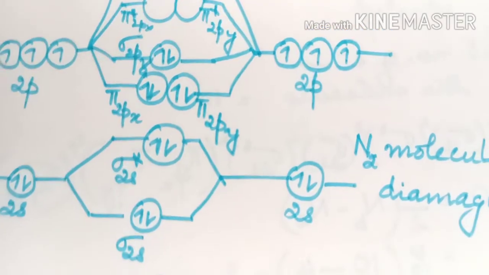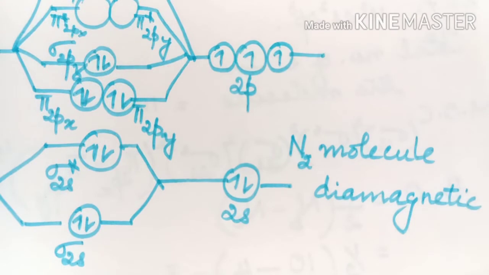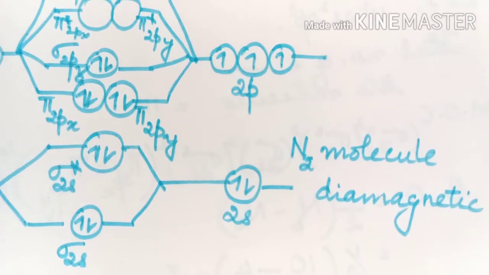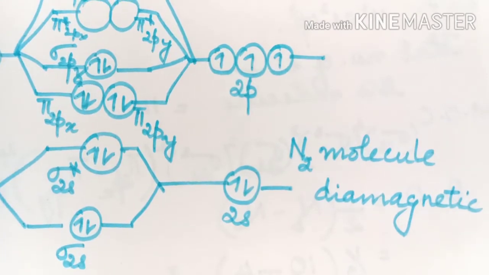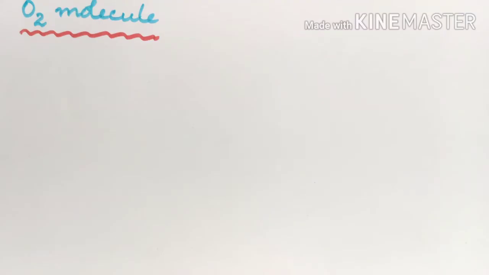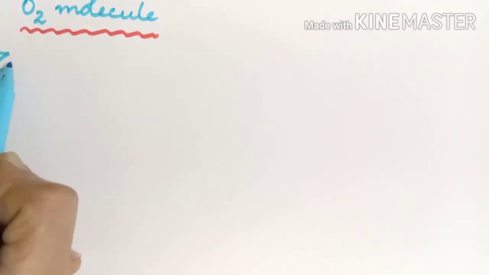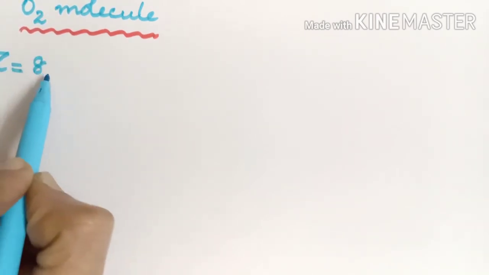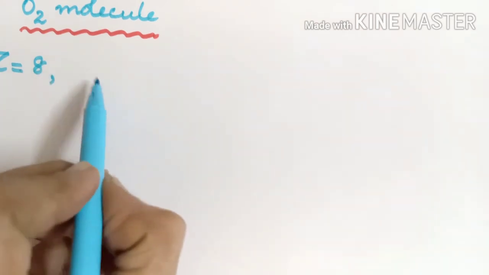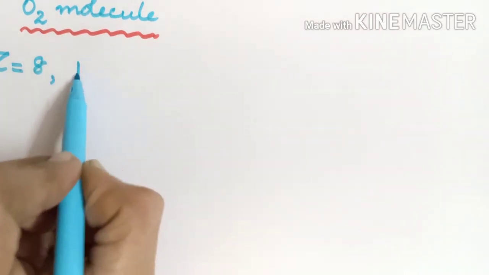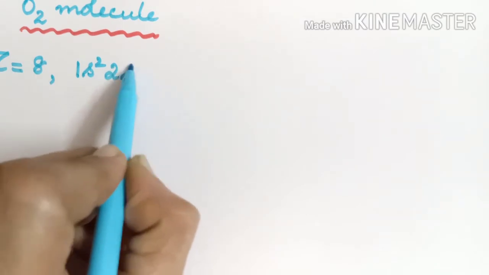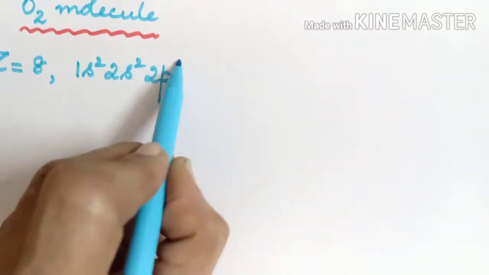You find that those which are having paired electrons in them, they will be weakly repelled away by the magnet, and they are said to be diamagnetic in nature. We'll try discussing the case with oxygen molecule. What is the atomic number of oxygen? Z value is equal to 8. So what will be the electronic configuration for oxygen? It is 1s2, 2s2, 2p4.